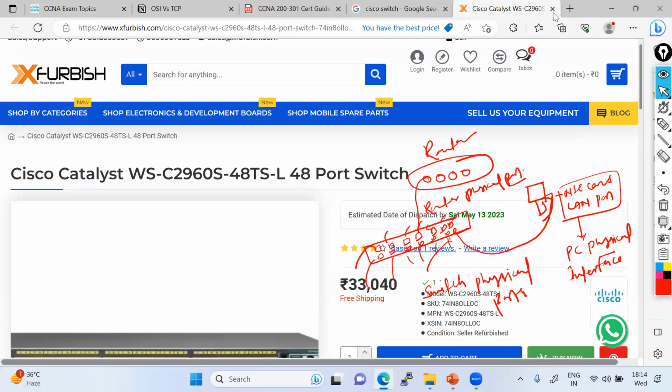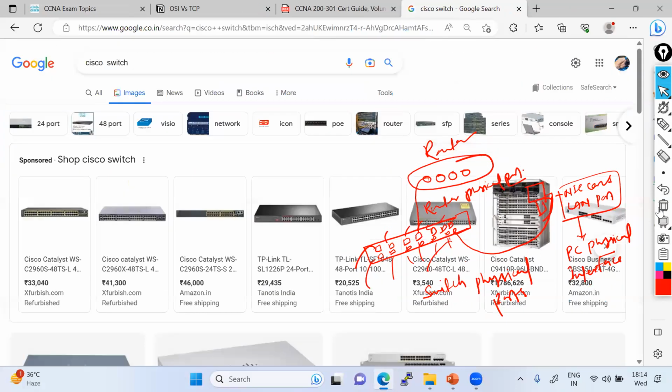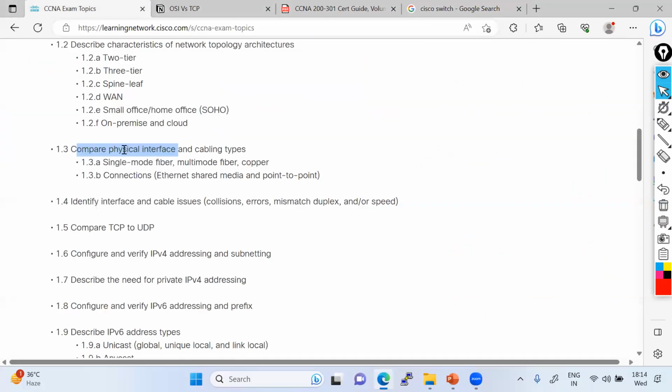So in a nutshell, every device has ports, and those ports need to connect to network devices. It could be a PC, laptop, WLC, AP, router, switch to switch, router to router. Any type of connection is going to happen. This is only possible via the physical interface.